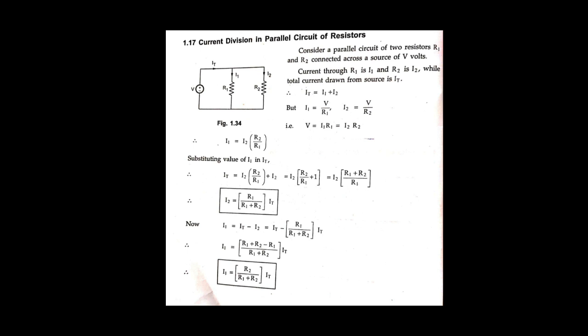Okay, so let us see. Consider the parallel circuit of two resistors R1 and R2 connected across the voltage source V. The current through R1 is I1 and the current through R2 is I2, while the total current drawn from the source is IT. IT is the total current drawn from the voltage source V.